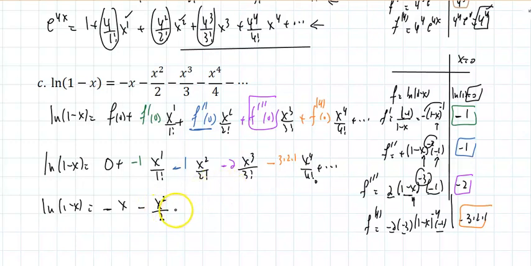2 times 1, minus, isn't this 3 times 2 times 1? Doesn't this cancel the 2? Isn't that x cubed over 3? Minus, isn't this 4 times 3 times 2 times 1? Wouldn't those cancel that? Isn't that x to the 4th over 4? Look at the pattern, and can you guess what the next term is? Negative x to the 1 over 1, negative x squared over 2, negative x cubed over 3, negative x to the 4 over 4, negative x to the 5 over 5.